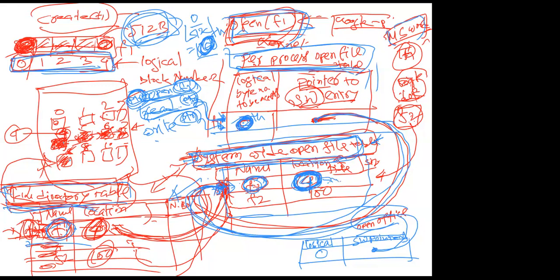So the 0th block of this file is stored at logical block 0, and you will get this information from here. But logical block 0 is stored inside physical block number 4.